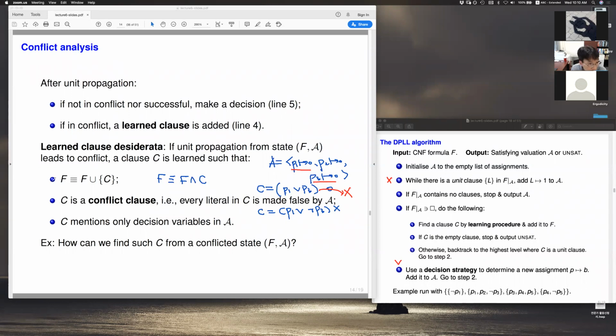So that's step 1. Step 2 is that C should be unsatisfiable under A. So that should be a conflict clause, unsatisfiable under A. So it gives an immediate reason why C doesn't satisfy the formula F. The third, C should only talk about decision variables, the variables whose binding in A are introduced by decisions. This is step 5 of the algorithm.